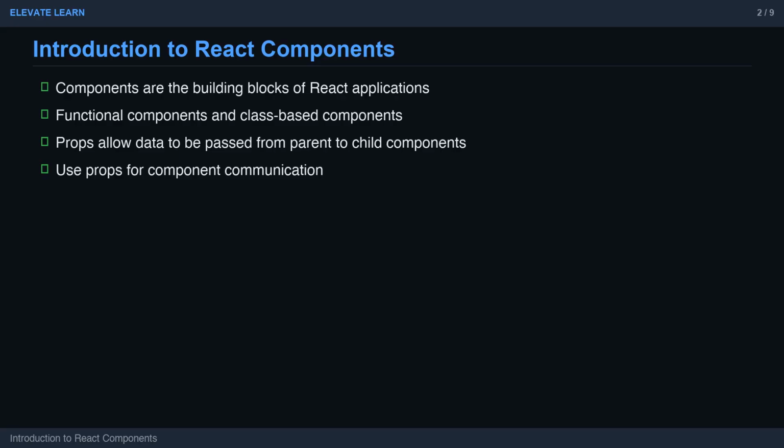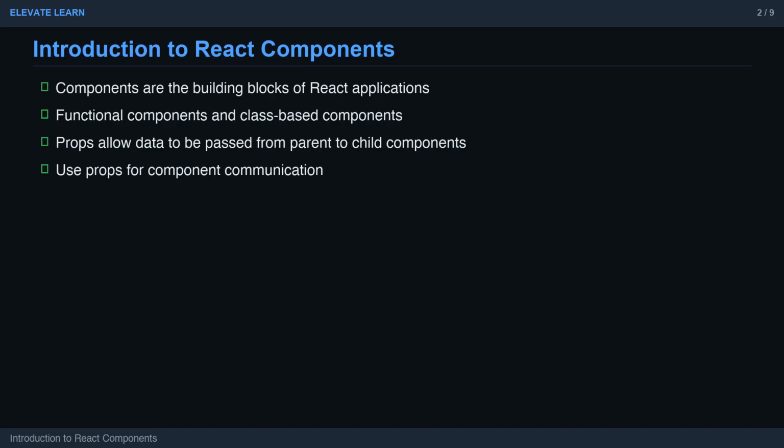Welcome back, everyone. Today we're diving into the heart of React applications, components. Think of them as Lego blocks where you can build your entire app piece by piece. There are two types: functional components, which are simpler and use JavaScript functions, and class-based components, which involve more complexity but offer flexibility. The magic happens when these components talk to each other through props.